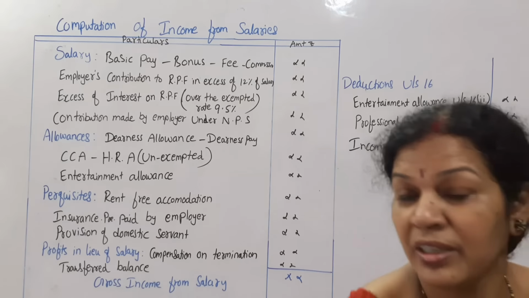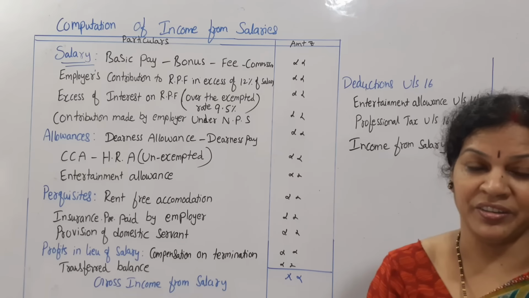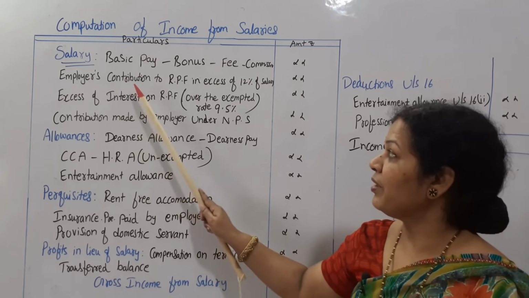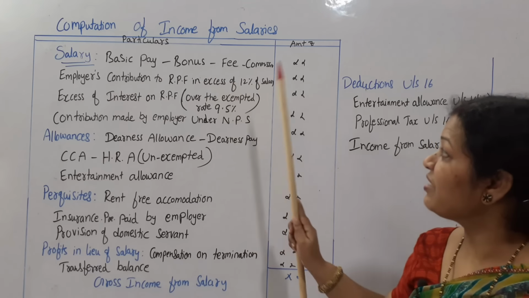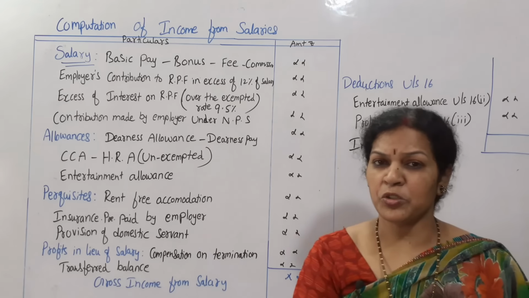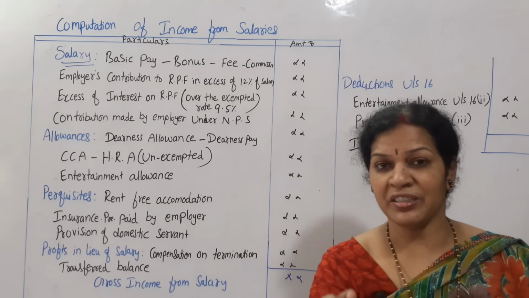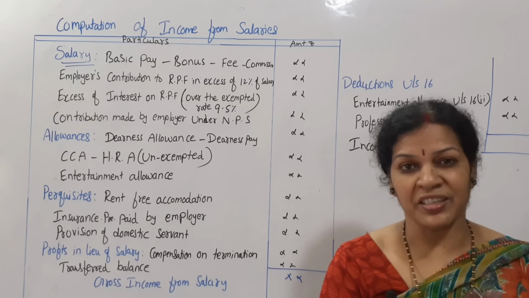Salary means a few things I have told you, and the same things we are writing once again. Salary means basic pay, bonus, fee, extra fee, anything he charged from the employer, and commission, and employer's contribution to RPF, the Provident Fund. We say it as employer's contribution to RPF in excess of 12% of salary. Means if 12% of the salary the employer is contributing, that is okay, that is exempted.